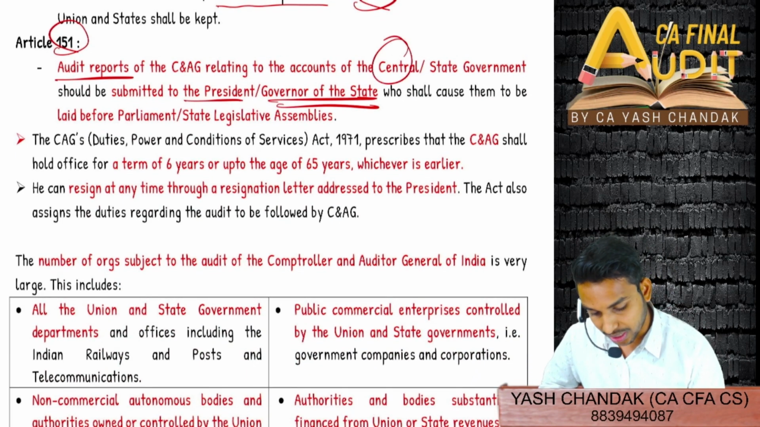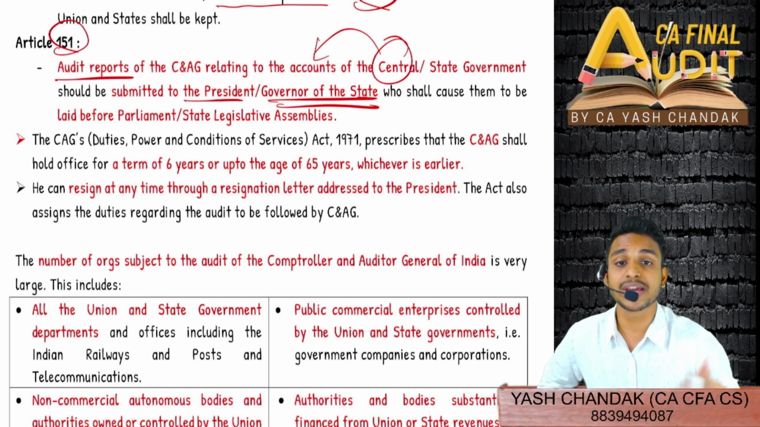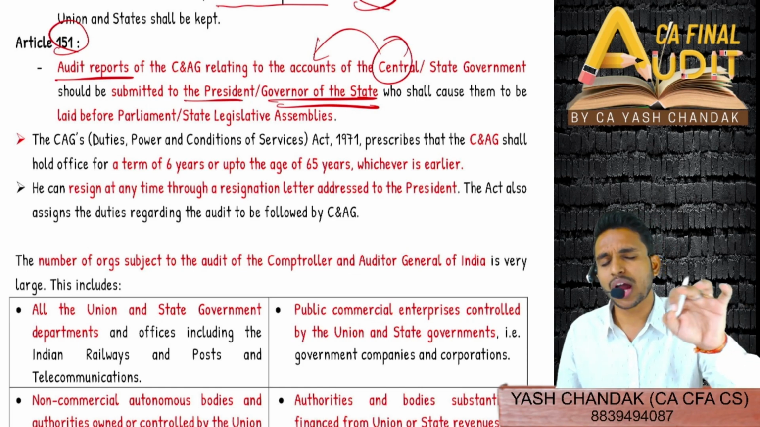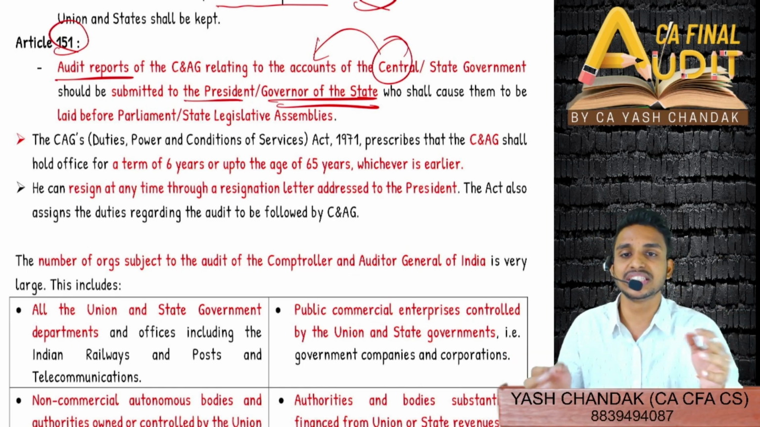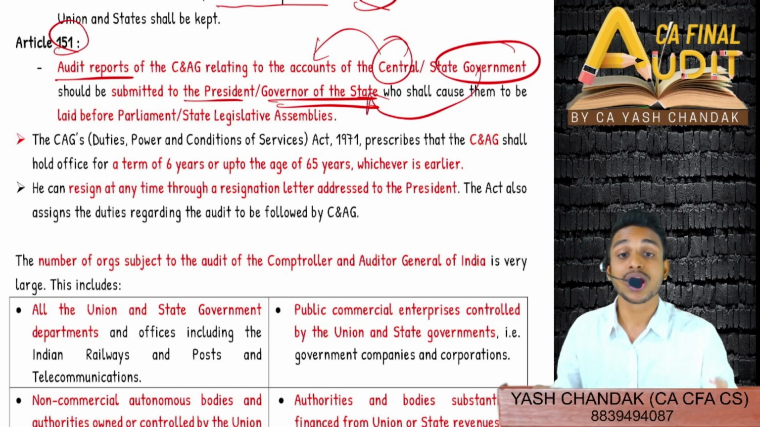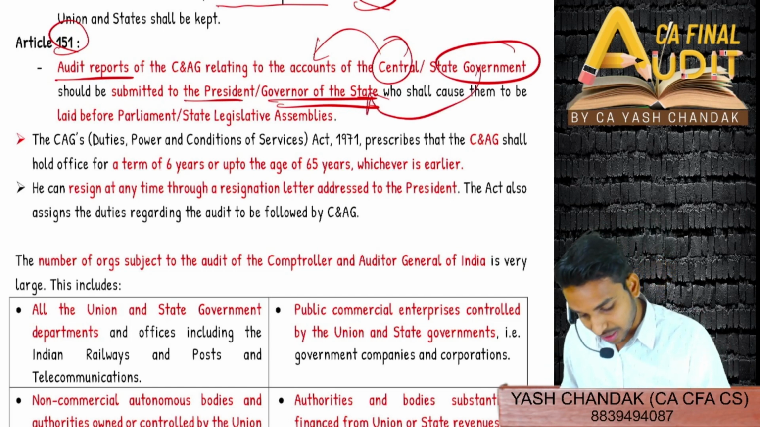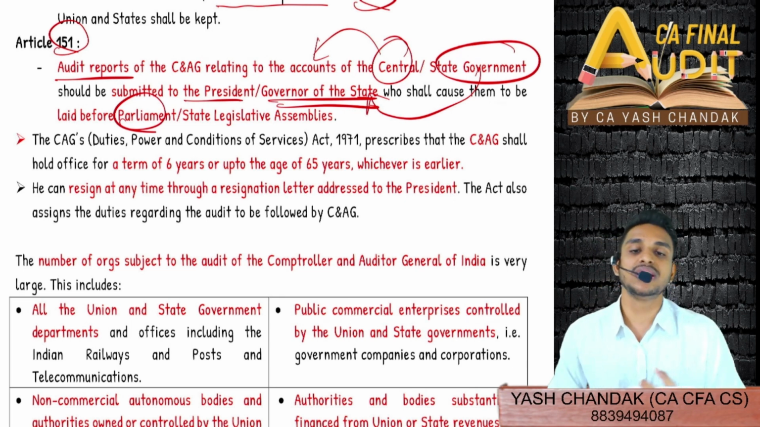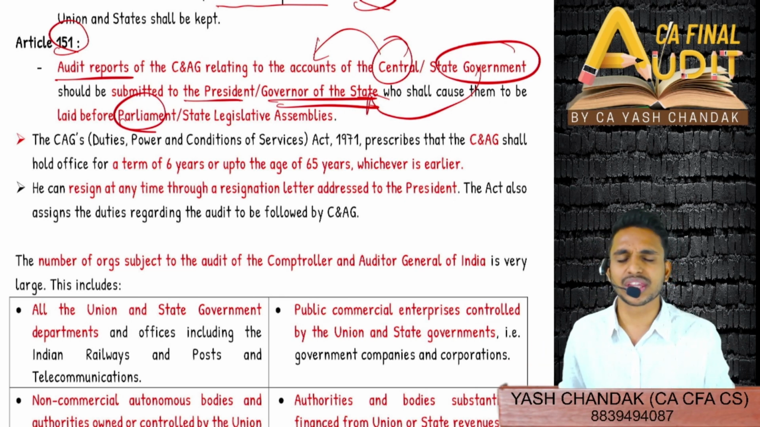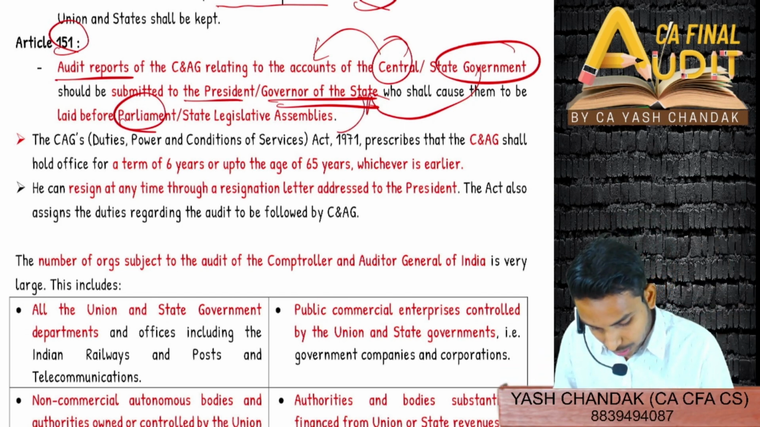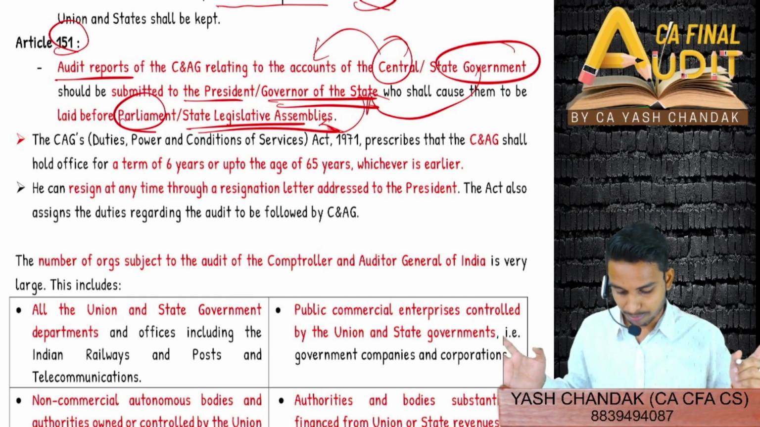So central government accounts, central PSUs, which we call central undertakings, the audit reports of those accounts, and everything done by the CAG shall be submitted to the President. In the case of the state government, that shall be submitted to the Governor, and the Centre will be forwarding it to Parliament, to the President himself directly. For state government undertakings and state government accounts, the audit report shall be submitted to the Governor of the state, particularly in the state legislative assembly.